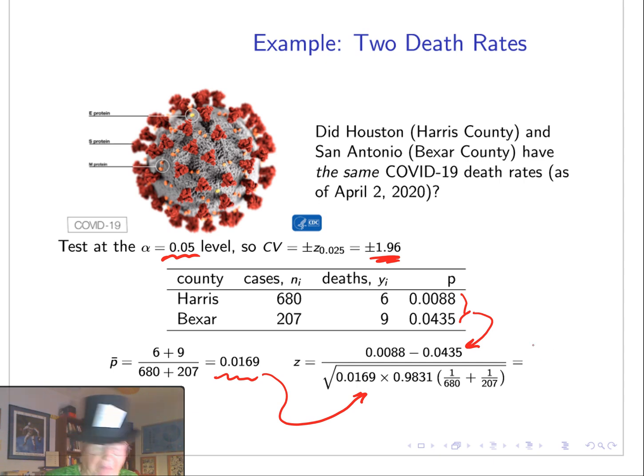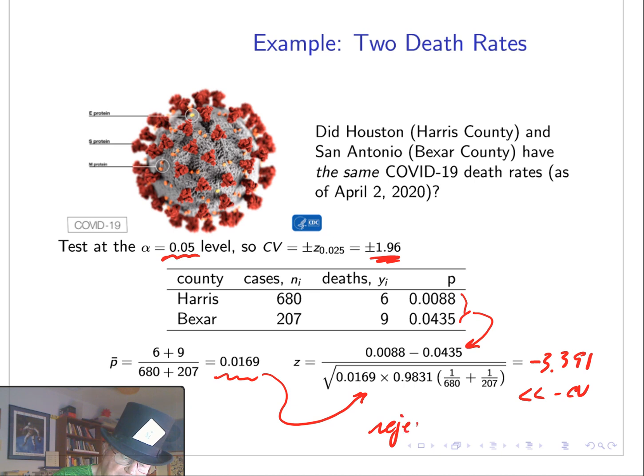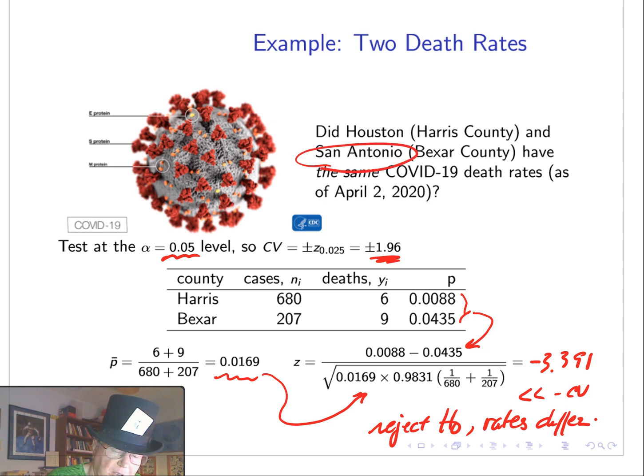This is just a bit of a chore when we're using a calculator, but not anything terribly difficult. When we run through the calculator, we get minus 3.391, which is a lot less than the negative critical value. So we'll reject the null hypothesis and say the rates differ. Ooh, bad news for me. I'm here in San Antonio.